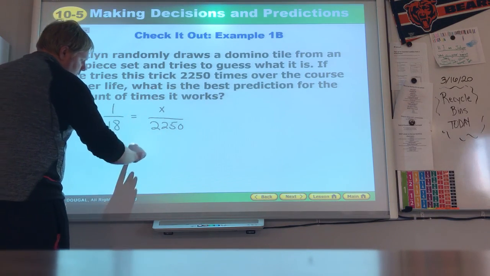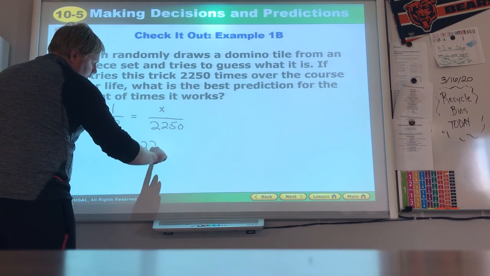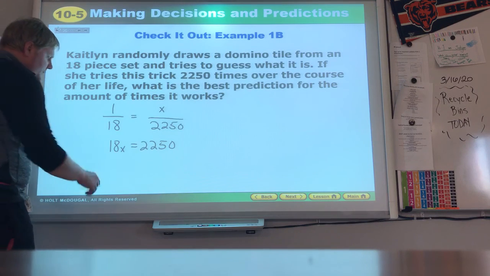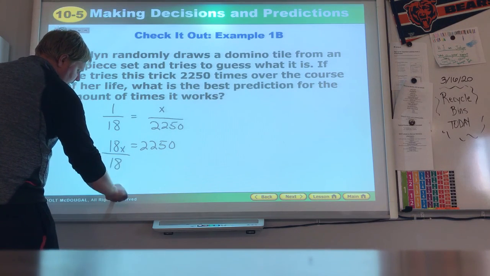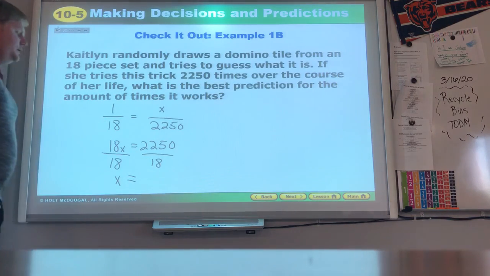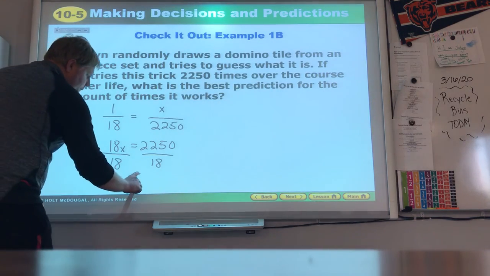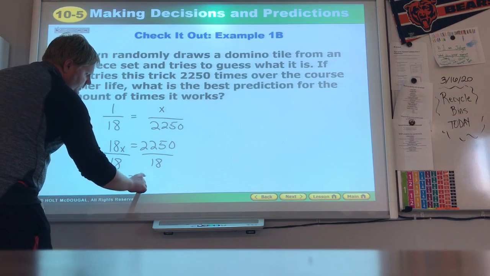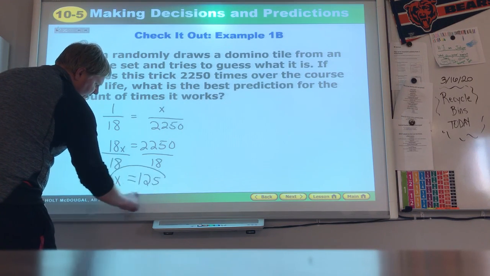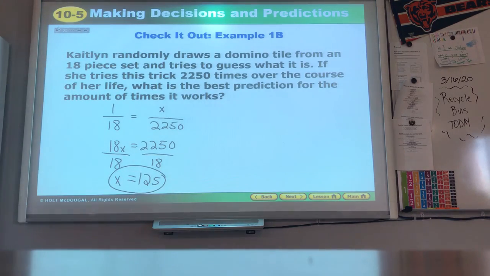18x equals 2,250. Divide by 18. X all by itself. Divide by 18. X equals... 1 and 40. That'd be 2, 36. That'd be 90. That'd be 125. On my quick math there.